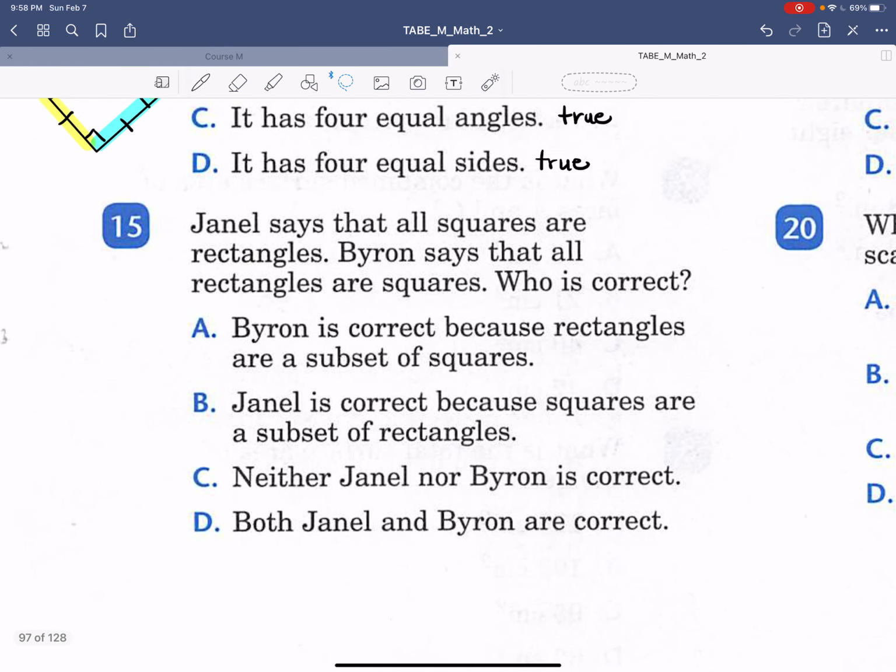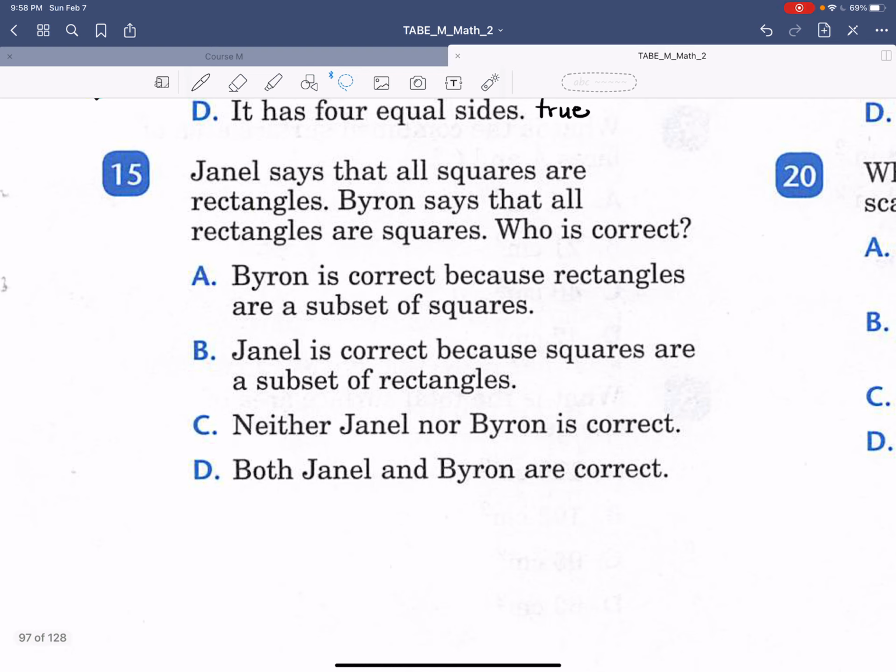Number 15. Janelle says that all squares are rectangles. Byron says that all rectangles are squares. Who is correct? Janelle says all squares are rectangles. Byron says that all rectangles are squares.